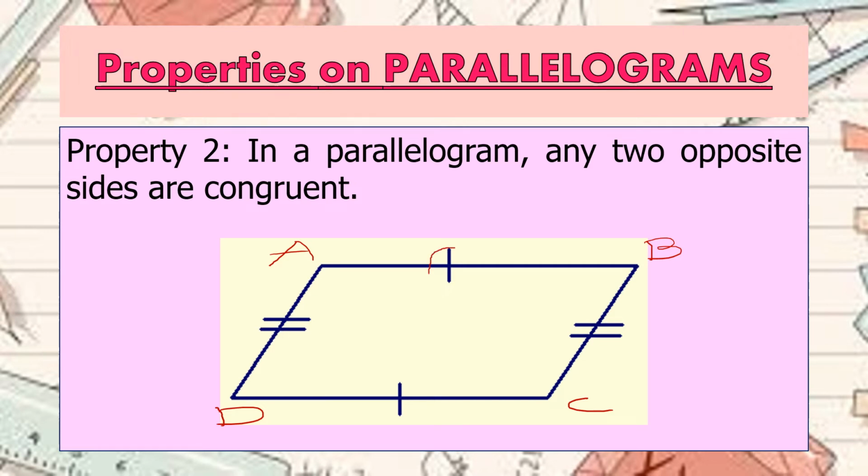So, itong symbol na ito ay nag-i-indicate na sila ay congruent. So, yun yung ating first set. Second set naman ng ating opposite sides na congruent ay ang BC at AD, meaning pareha sila ng sukat. So, kapag nilagyan natin ng 2 bars, ibig sabihin sa pangalawang set ng ating congruent side. So, again, AB is congruent with DC and AD is congruent with BC.